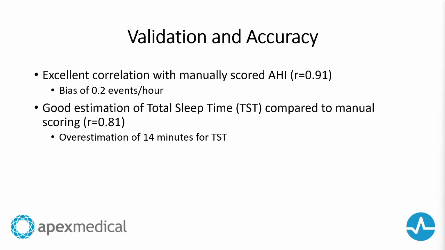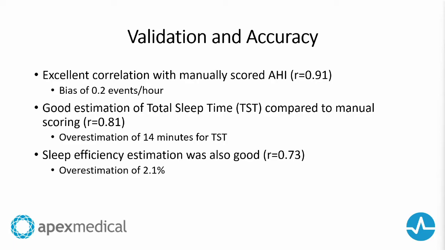There was also a good estimation of total sleep time compared to manual scoring, with a Pearson correlation coefficient, or an R value, of 0.81, indicating a very strong correlation between manual scoring and BodySleep. They did find an overall overestimation of about 14 minutes for total sleep time and a bias of 0.2 events per hour for manually scored AHI. The estimation of sleep efficiency also showed a strong correlation with an R value of 0.73 and an overestimation of 2.1% during the study.